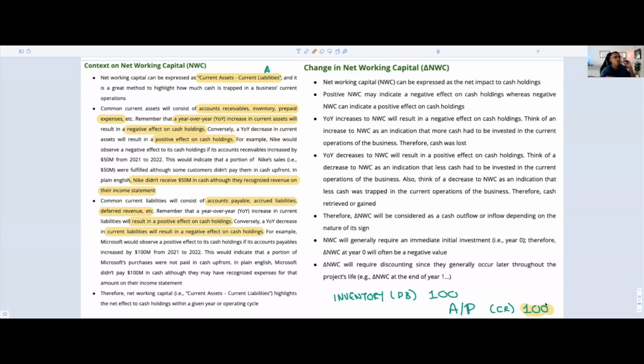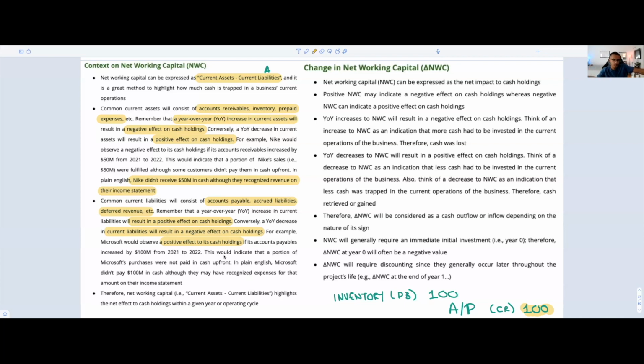Now, we won't go into the proof within the statements and everything, but you can actually visualize that as well. So that said, let's look at an example with Microsoft, okay? We're going to look at what would happen at Microsoft if its accounts payable increased by $100 million from 2021 to 2022. Well, this would mean that they would have a positive effect to their cash holdings because they did not pay for a liability, right? For whatever they purchased, all right? They did not pay for it. They built a liability instead.